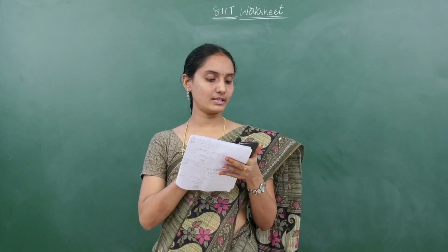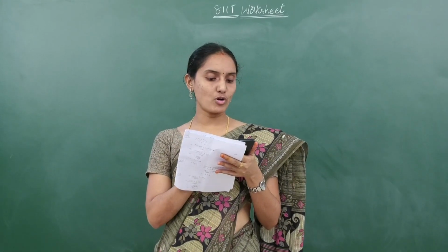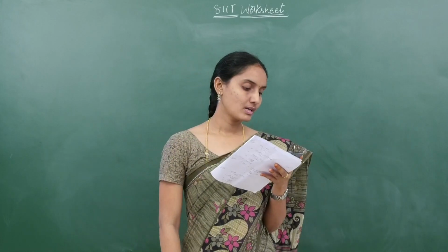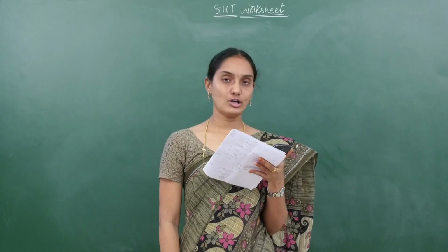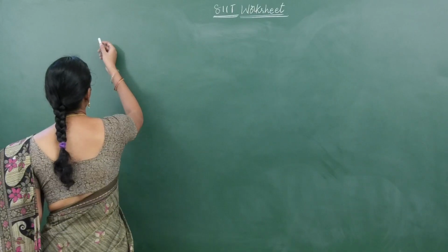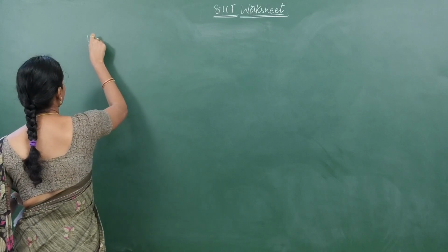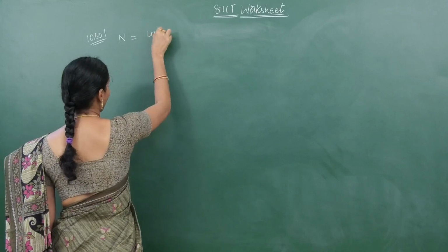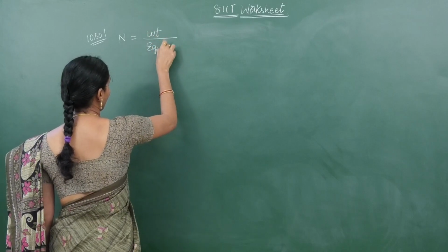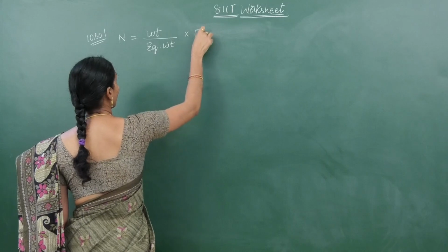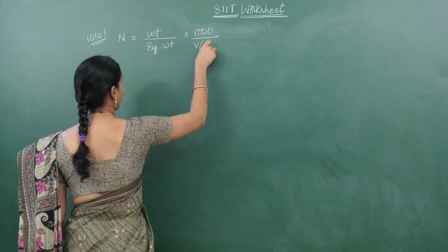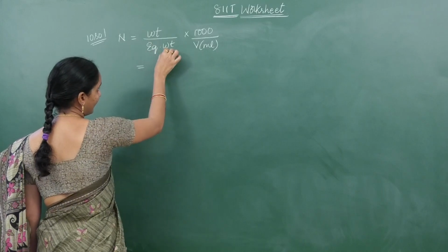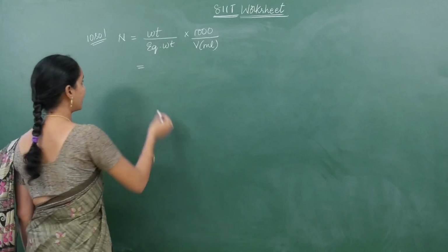Next, the 10th question given in the worksheet is, children, calculate the amount of NaOH present in 200 ml of 0.5 normal solution. So the amount of NaOH they have asked. Normality was given. So normality's formula is weight by equivalent weight into 1000 by V in ml. So weight you have to calculate, normality was given, equivalent weight you have to calculate, children.